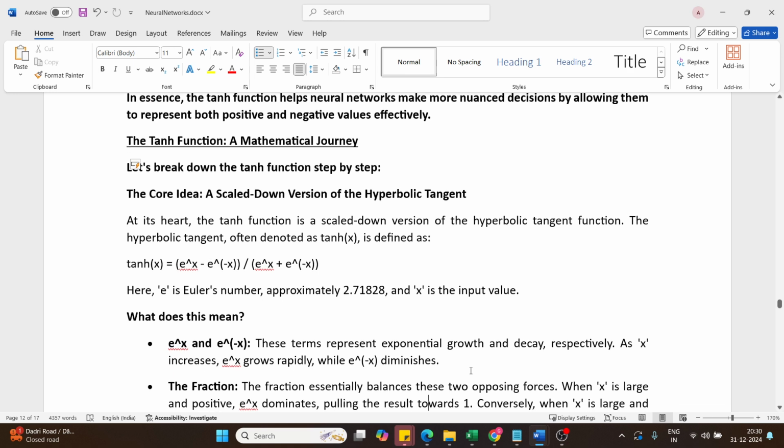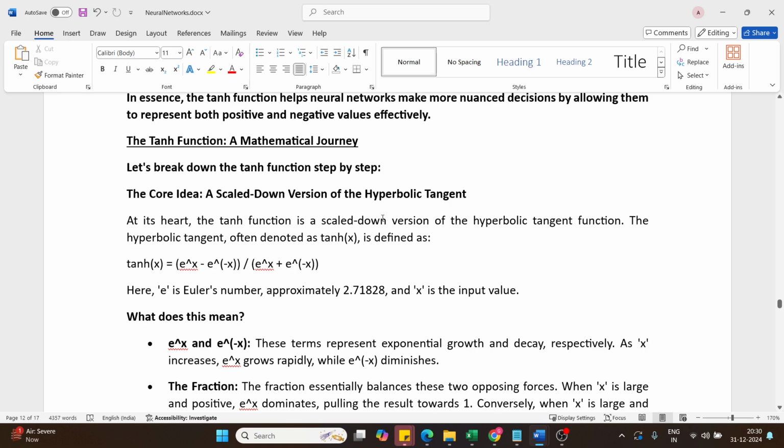So how does the tanh activation function look? The highlighted portion is the tanh function: e raised to the power x minus e raised to the power minus x, upon e raised to the power x plus e raised to the power minus x, where e is known as Euler's number and the value is 2.71828. So it's around 2.72, and x is the input value, whatever value you put there. So it's like 2.71 raised to the power x, whatever input value you are providing.